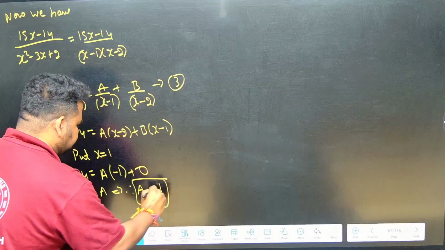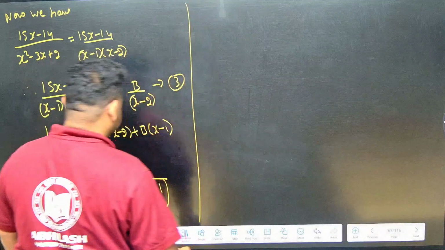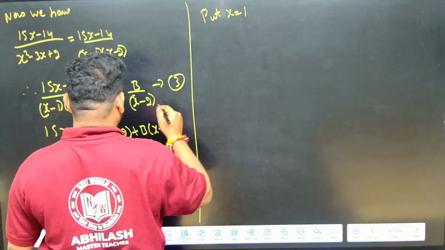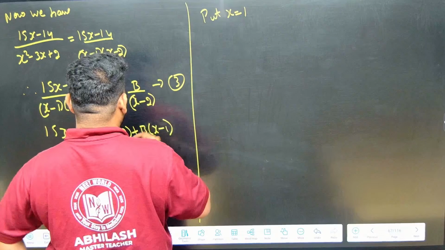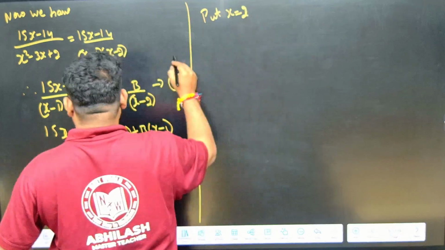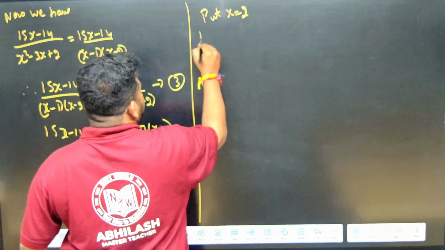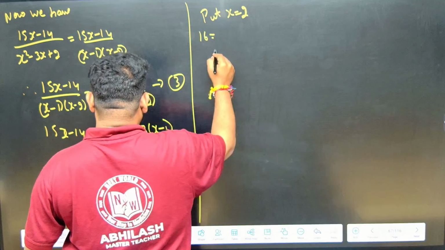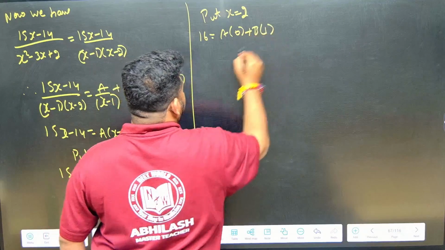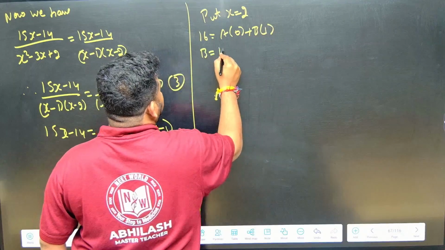Therefore a is equal to minus 1. Now we have to find the value of b. Let me put x is equal to 2. So this will become 15 into 2 is 30. 30 minus 14 is 16. 16 is equal to a into 2 minus 2, which is 0, plus b into 2 minus 1, which is 1. So b is equal to 16.